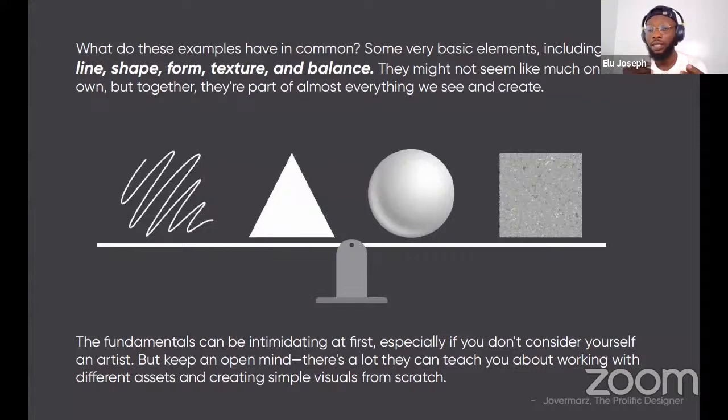And I showed you an example yesterday where I created a shape and added shadow and stuff, and you saw that. So you can see the scribbled lines, the triangle for shape, and the ball for form, the square for texture, and the lines that carry everything like a weight. That's balance. Now, the idea is to keep an open mind because all of these things work hand in hand.